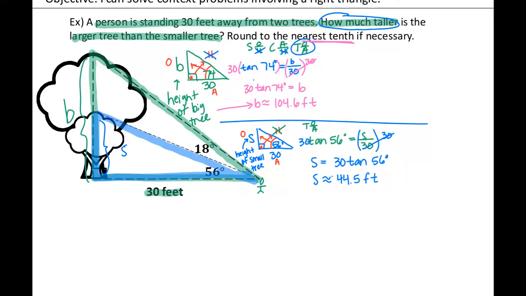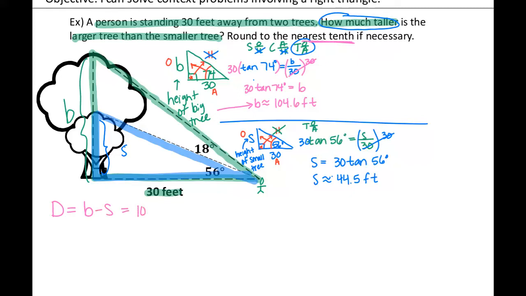Have I answered the question yet? The question was, how much taller is the larger tree than the smaller tree? I have not answered that yet. So far, I only have the bigger tree's height and the smaller tree's height, but I haven't figured out how much taller it is. What did you guys say, though? What should I do to those two numbers? Subtract them. I am going to use a capital D for the difference. The big tree minus the small tree.